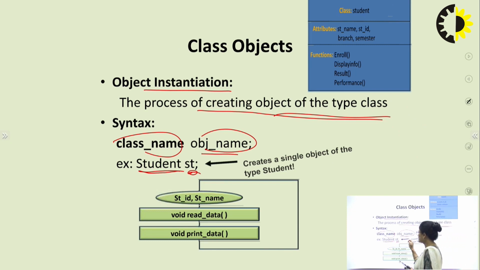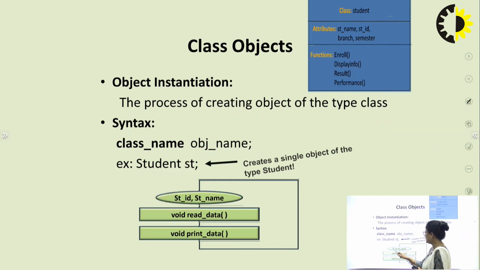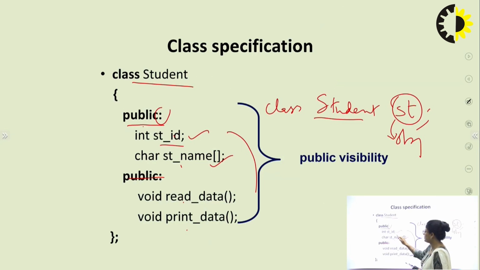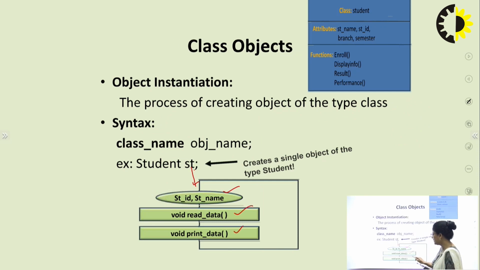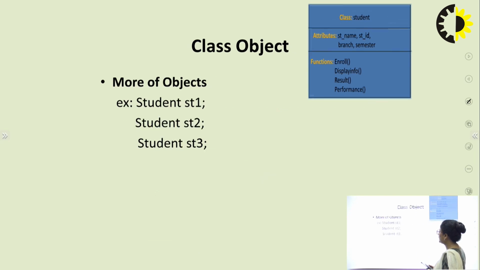So you write the class name followed by the object name. In this example, st is an object. Once you have st as an object, st has member data, stid and st name, and it has member functions like read data and print data. Fine. So these are some more examples of objects.